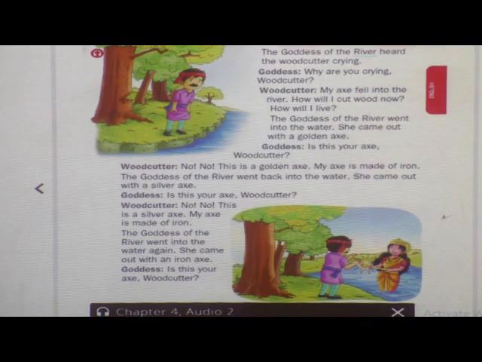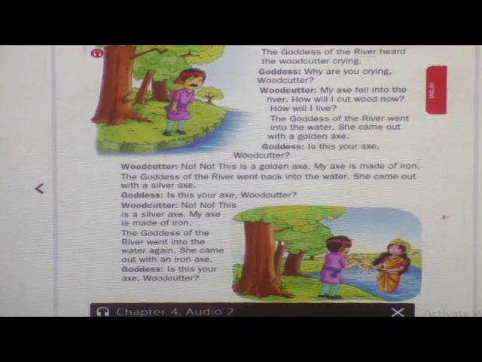The goddess of the river heard the woodcutter crying. "Why are you crying, woodcutter?" "My axe fell into the river. How will I cut wood now? How will I live?" The goddess of the river went into the water. She came out with a golden axe. "Is this your axe, woodcutter?" "No, this is a golden axe. My axe is made of iron."